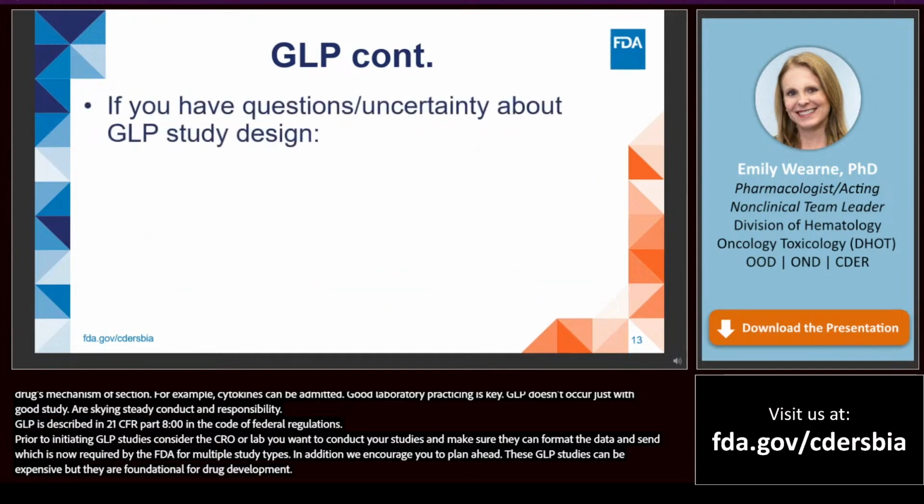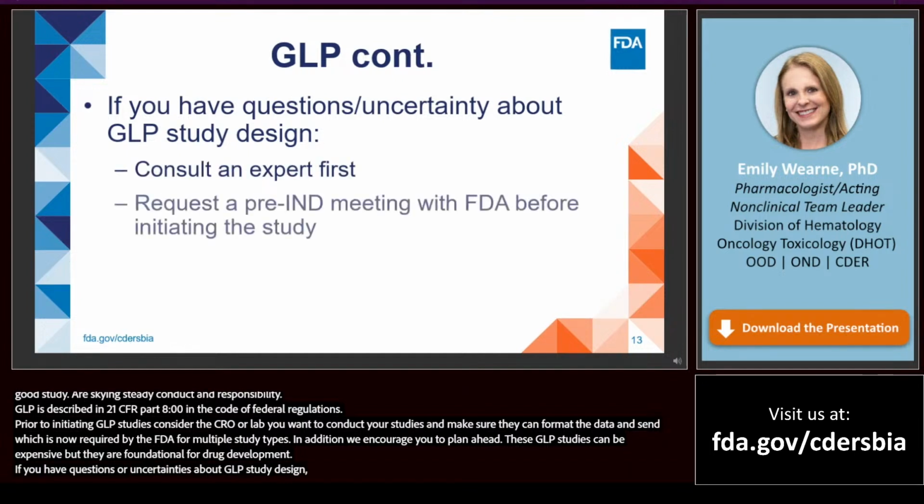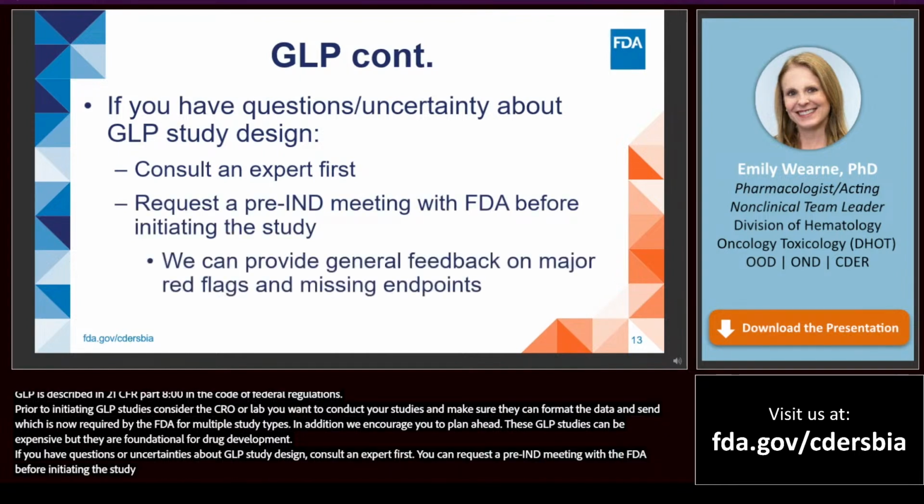If you have questions or uncertainties about GLP study design, consult an expert first. You can also request a pre-IND meeting with the FDA before initiating the study. We can provide general feedback on major red flags and missing endpoints, but we do not design the study for you.